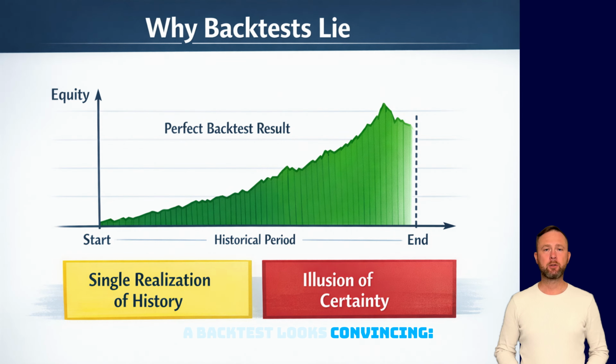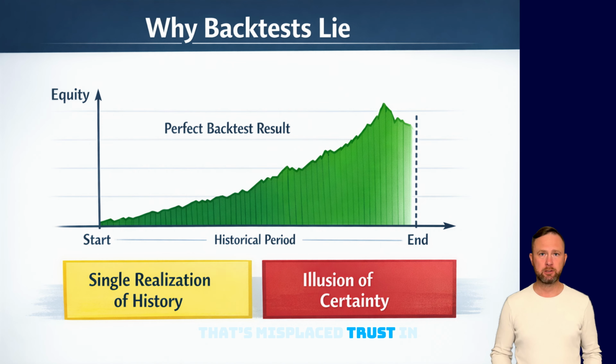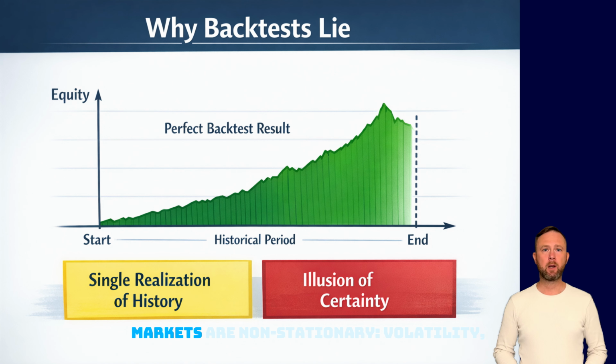A backtest looks convincing, equity rises, metrics look stable, optimization produces great parameters. Then you deploy it and the system starts falling apart, often fast and without warning. That's not bad luck, that's misplaced trust in the precision of the past. Markets are non-stationary. Volatility, liquidity, correlation, and behavior change. And any methodology that assumes stability will eventually break. Walk-forward analysis is not a performance trick. It's a survivability filter.